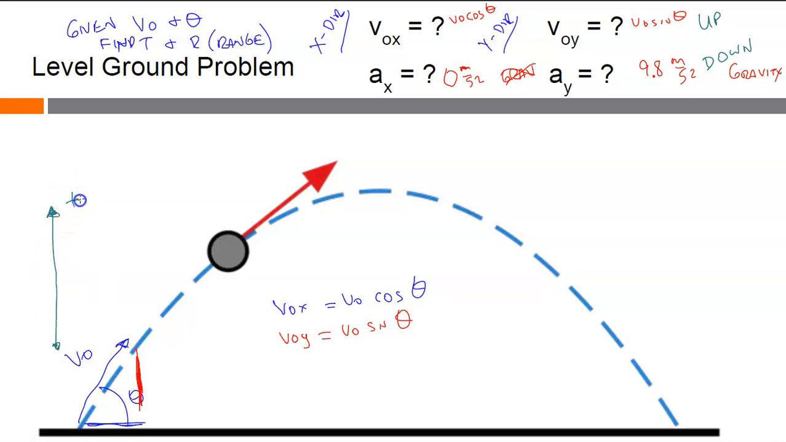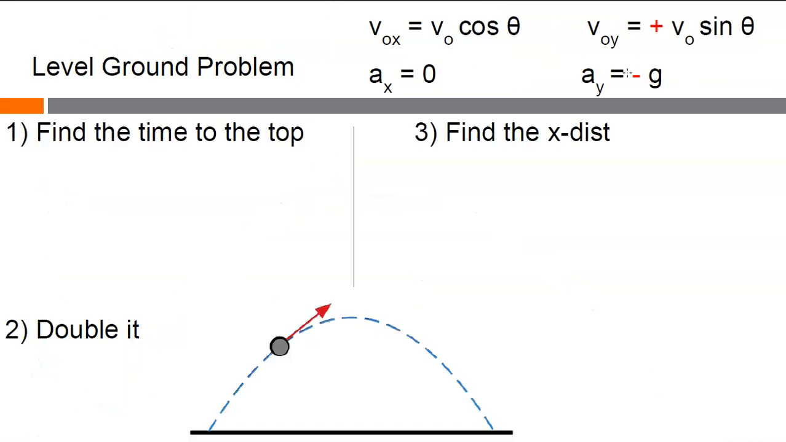I'm going to call up positive, and down then will be negative. And that means when I write these things up, the V0 sine theta, the y component, is up positive and the gravity is down negative. All right, so those are the variables that we need to worry about when we do this. Let's see how that comes into play with the problem.